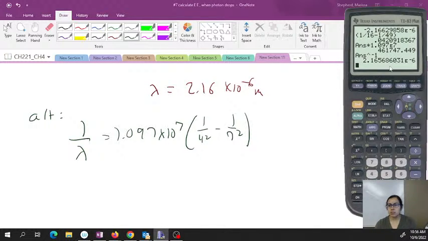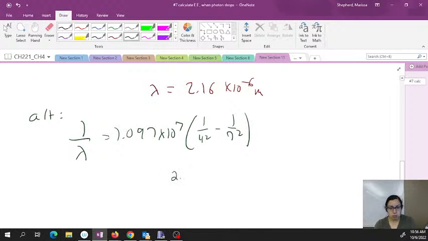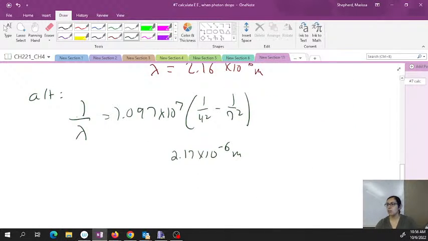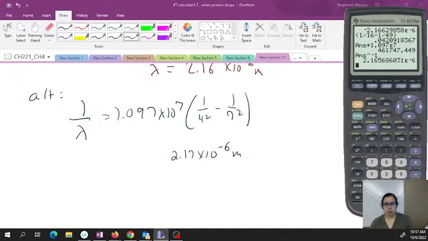So 2.16, maybe a slight discrepancy with rounding, but as long as you're showing your work, I'm not going to penalize for any rounding. So about 2.16, 2.17 times 10 to the negative 6 meters. And then, of course, you could plug this back in to get energy if you started with this. You can double check yourself. So they all go round and round.